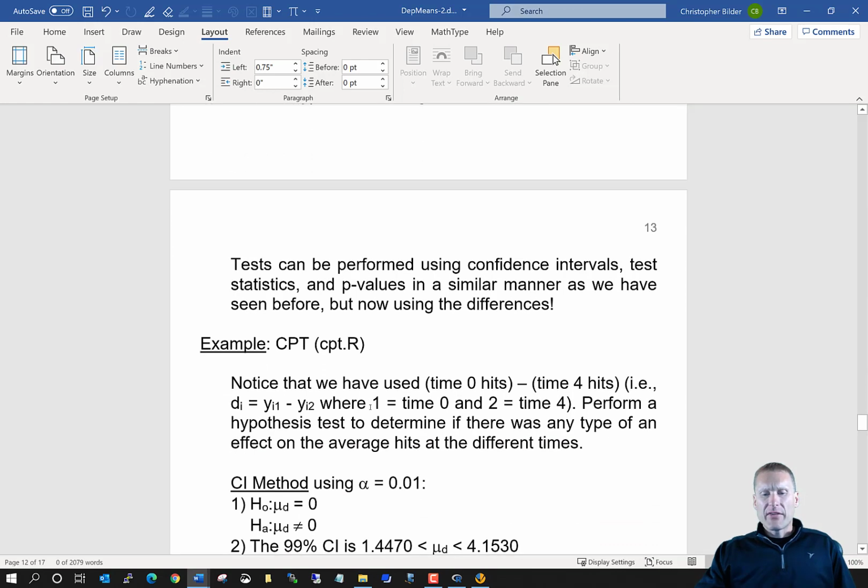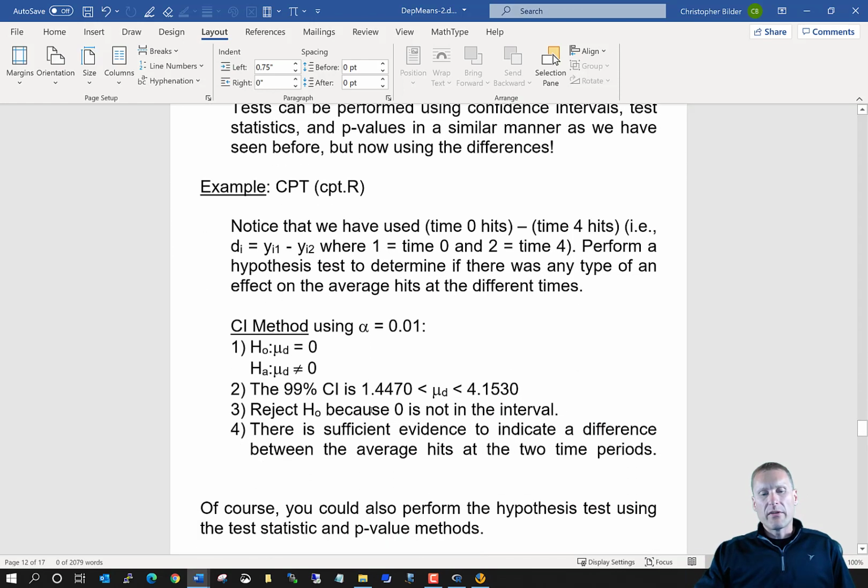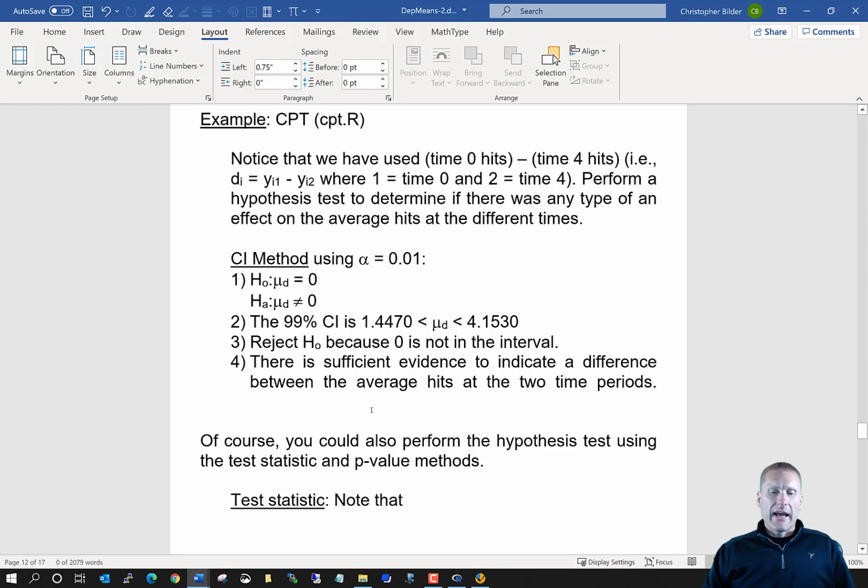Well, what about hypothesis testing? Again, everything follows from what we've done before. So let's take a look at the confidence interval method to do this hypothesis test. We state our hypotheses: mu d is equal to 0 versus mu d does not equal 0. We're looking for, is there any kind of change in these hits on average? We state our confidence interval, and what this means is that we reject H0 because 0 is not in the interval. What does this mean in terms of the original problem? Well, there is sufficient evidence to indicate a difference between the average hits at the two different time periods.